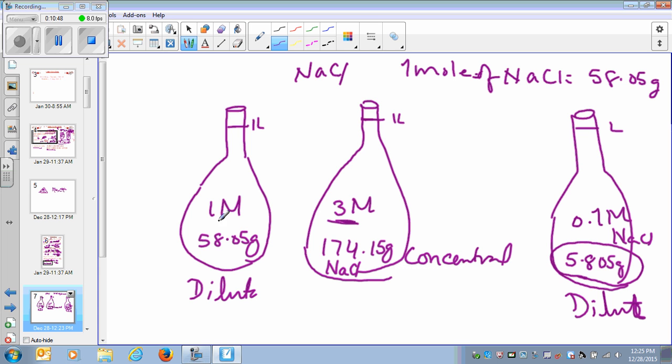So this number itself tells you how concentrated the solution is. I don't really need to know any more information. It tells me right here this is the most concentrated solution, and I have to deal with it with care. So that's all about molarity. In the next video we will learn about molarity by dilution.